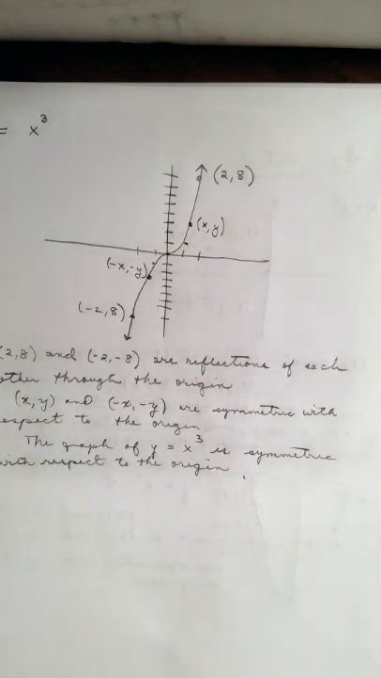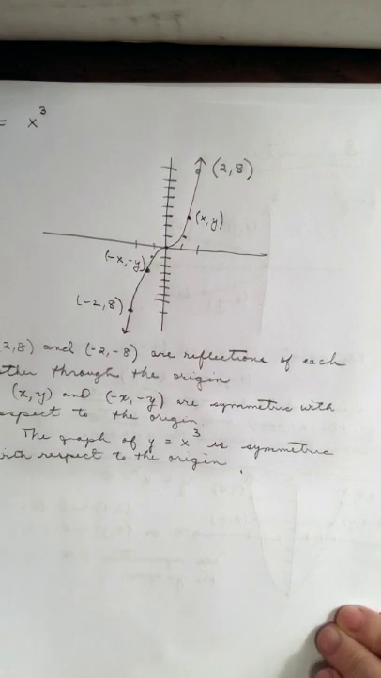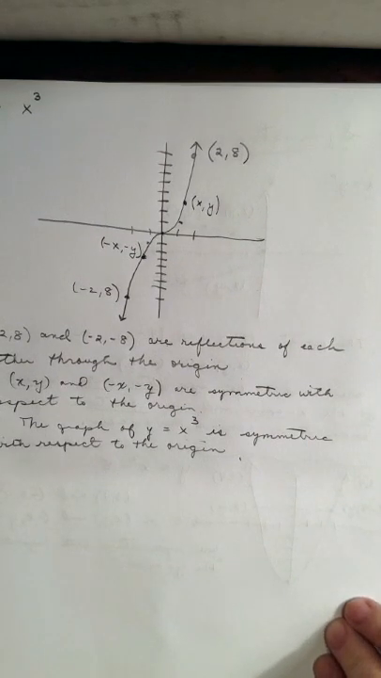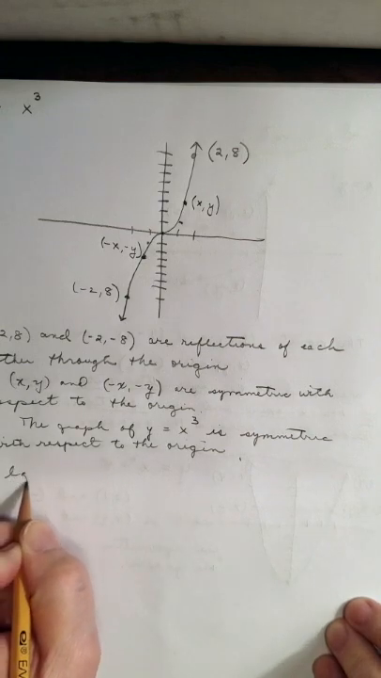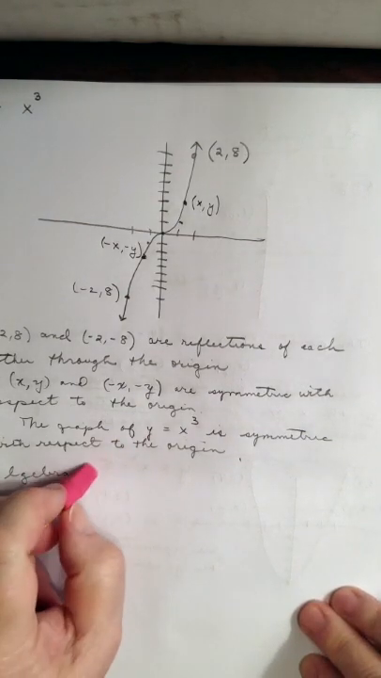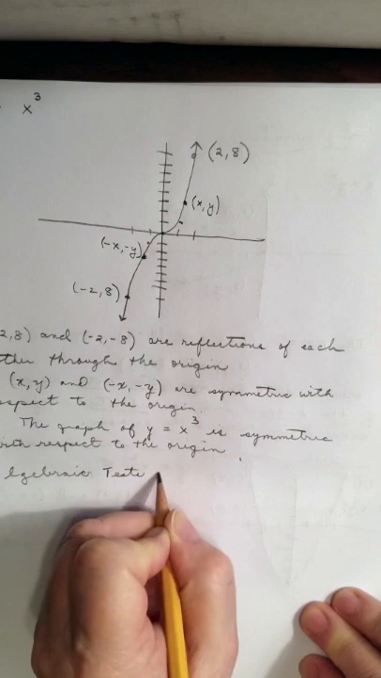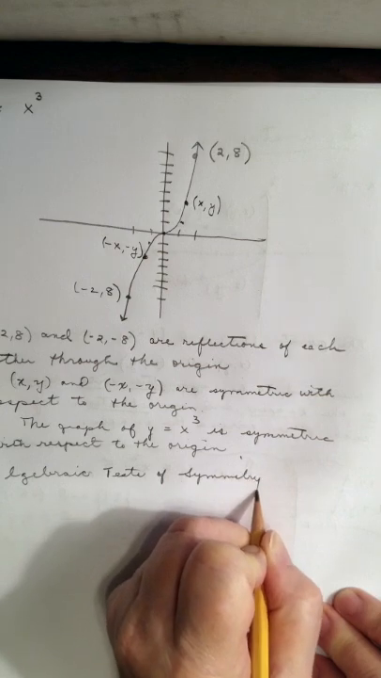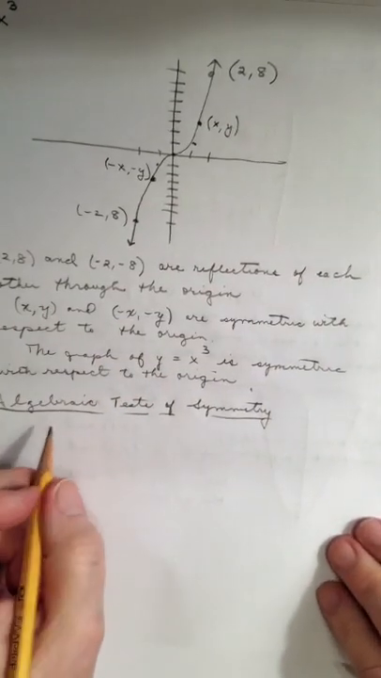So far, what we've done is look at graphs and visually inspect them to see if they look symmetric with respect to either the x-axis, the y-axis, or the origin. There are also algebraic tests of symmetry. Let's look at what these are, and then I'll give you examples of how they're used.